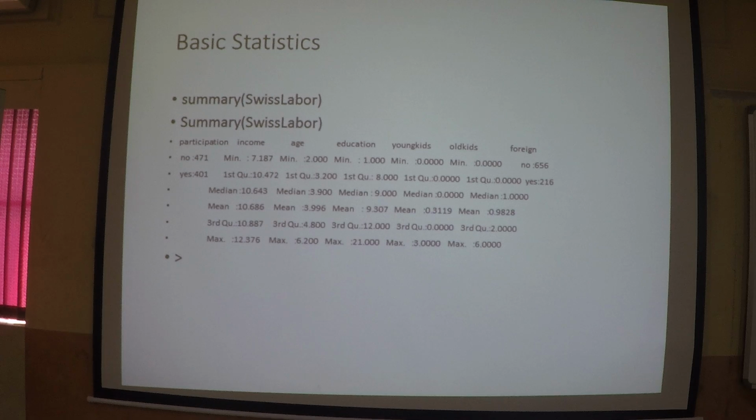Education: minimum education is 1 year, maximum education is 21 years in the data. As you can see, the mean years of education is 9.3. Young kids: the maximum number of young kids under 7 is 3, and the minimum is 0. The maximum number of children above 7 is 6. There are 656 people who are not foreigners and 216 who are foreigners. So that's the kind of data that we have.